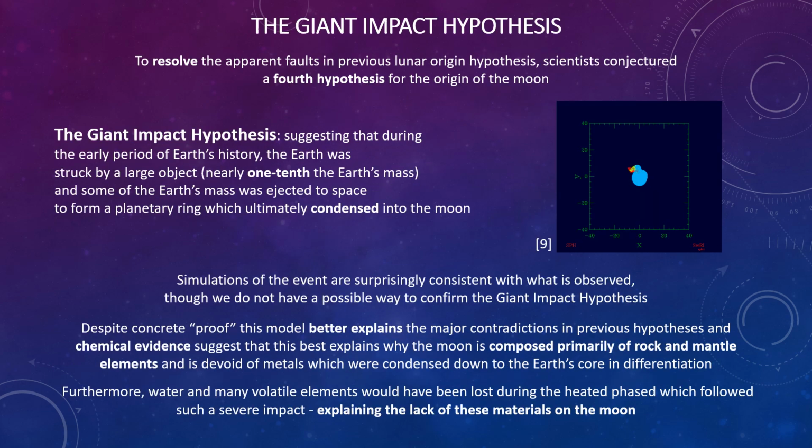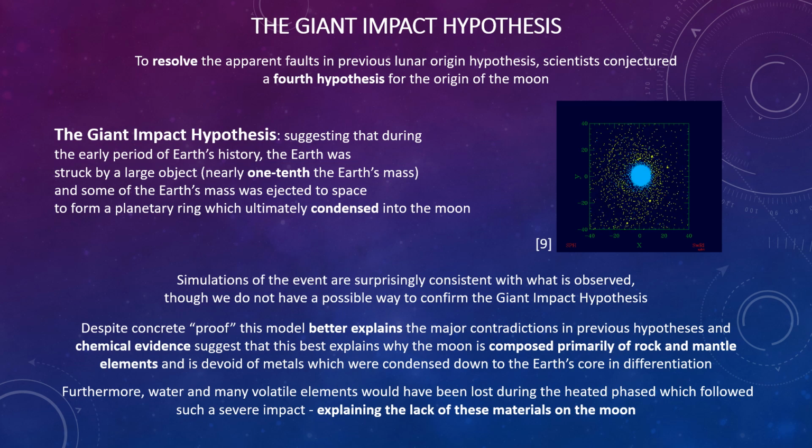This leads us to our fourth hypothesis on the origin of the moon. In an attempt to resolve the faults of the previous three, scientists came up with the giant impact hypothesis. This suggests that during the early period of the Earth's history, the Earth was struck by a large object that was roughly 1/10 of the Earth's mass, and then some of the Earth's mass and the debris from this object were ejected into space, which formed a planetary ring, which then ultimately condensed into the moon. Simulations of this event are surprisingly consistent with what we've observed, although we don't have a possible way to confirm the giant impact hypothesis.